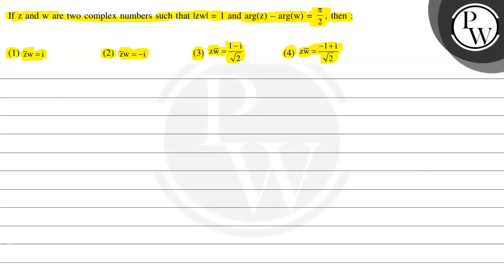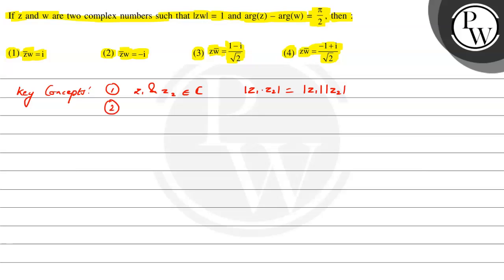Before starting the solution, let's note down the key concepts for this problem. The first key concept is, for z1 and z2 in the set of complex numbers, modulus of z1 times z2 is equal to mod of z1 times mod of z2.